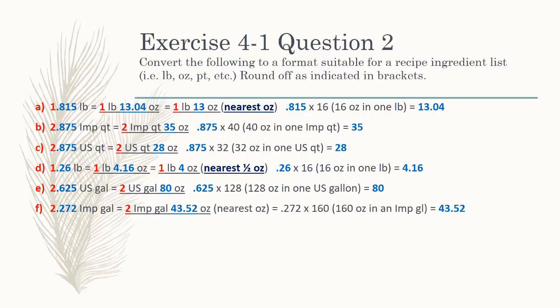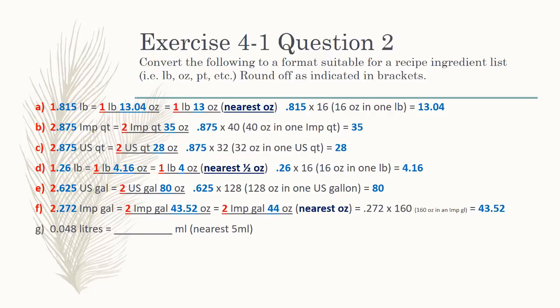We need to round this off to the nearest ounce. We have 43, therefore we look at this one here. 5 is enough to change it. We'll get rid of the 5 too. This will jump to 44, and we end up with 2 imperial gallons and 44 ounces.